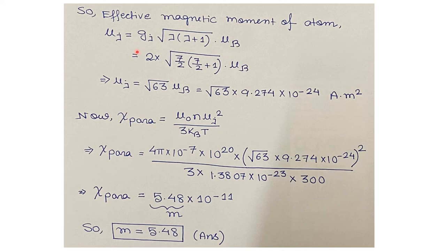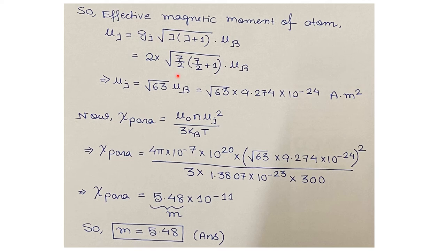We have already calculated the Gj and J value for our system. The Landé factor Gj is 2 as per our calculation, and J value is 7 by 2. So we'll put the values here. So we'll get 2 times root over 7 by 2 times 7 by 2 plus 1 and mu b. Now mu b is given already in the question, that is 9.274 times 10 to the power minus 24 amps meter square.